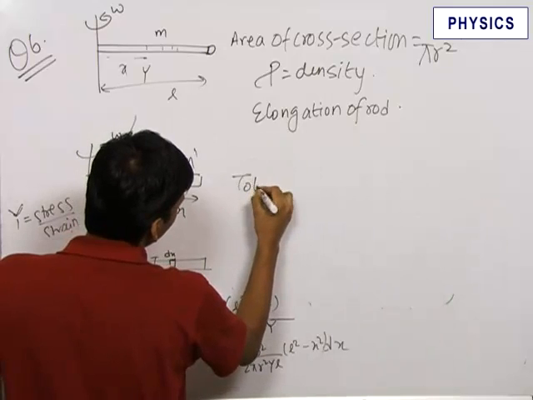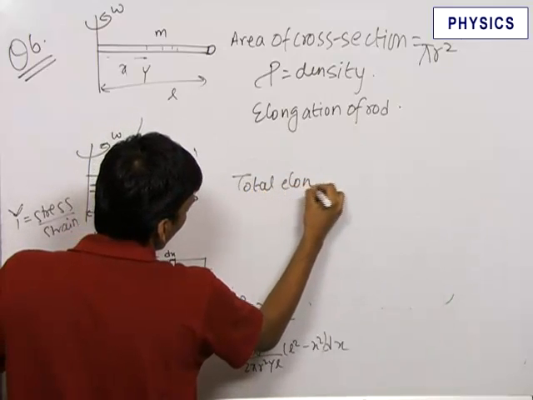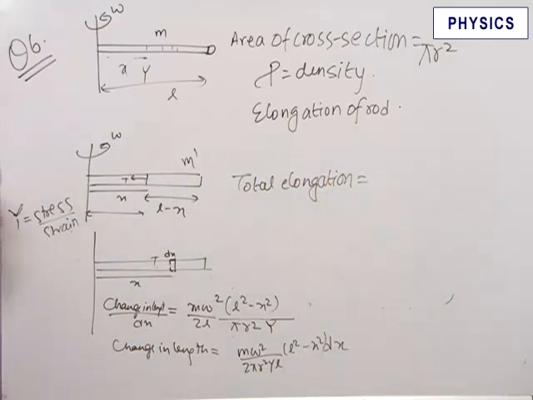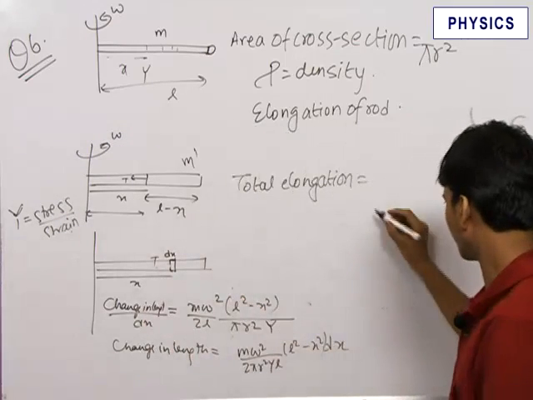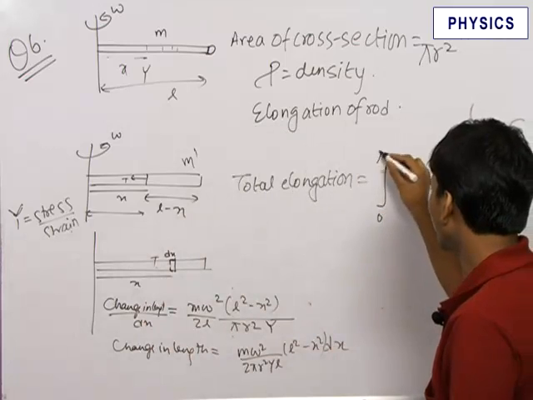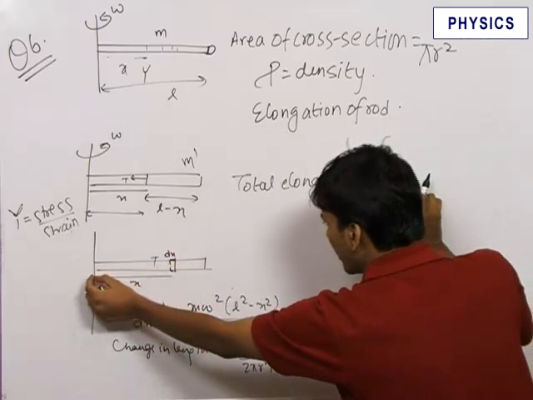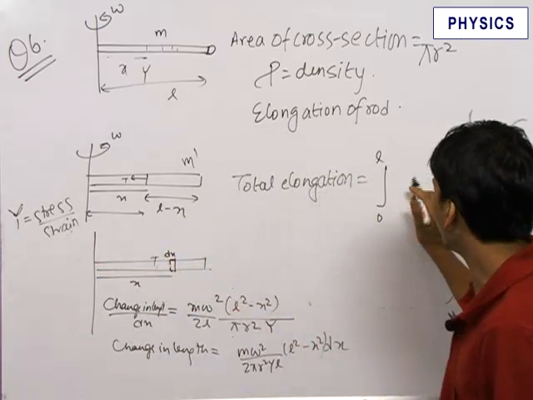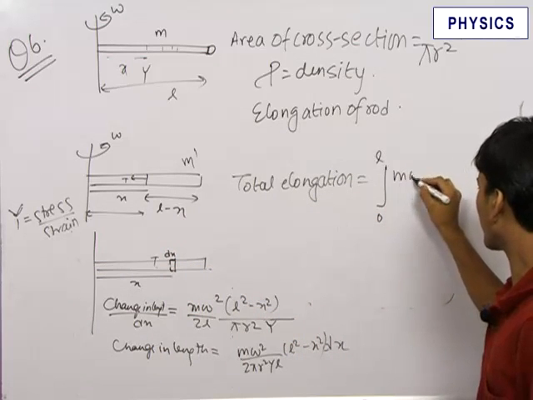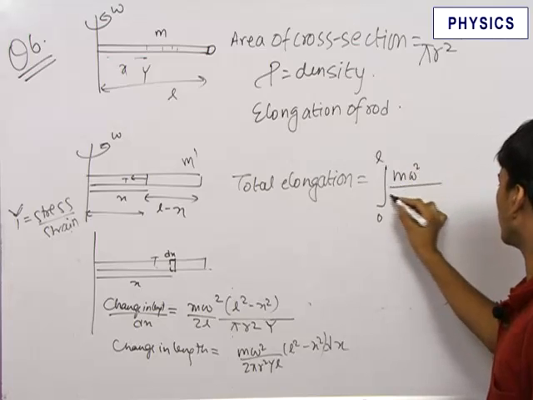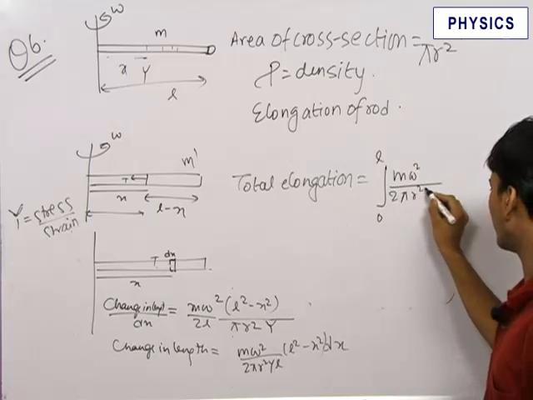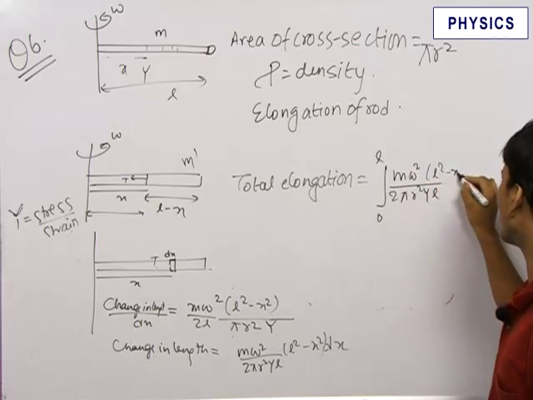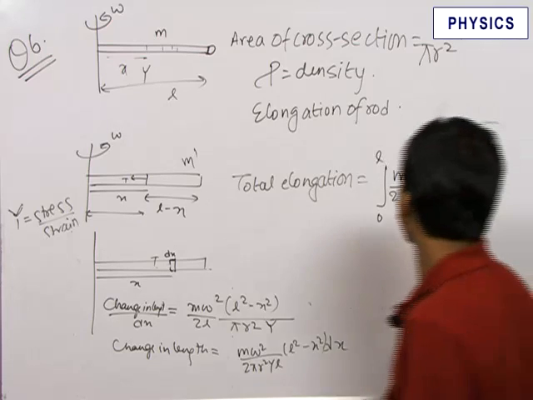Therefore, the total elongation comes out to be equal to integration 0 to L, so that we consider all dx elements from distance 0 to distance L, that is the length of the wire, m omega square upon 2 pi r square YL into L square minus x square dx.